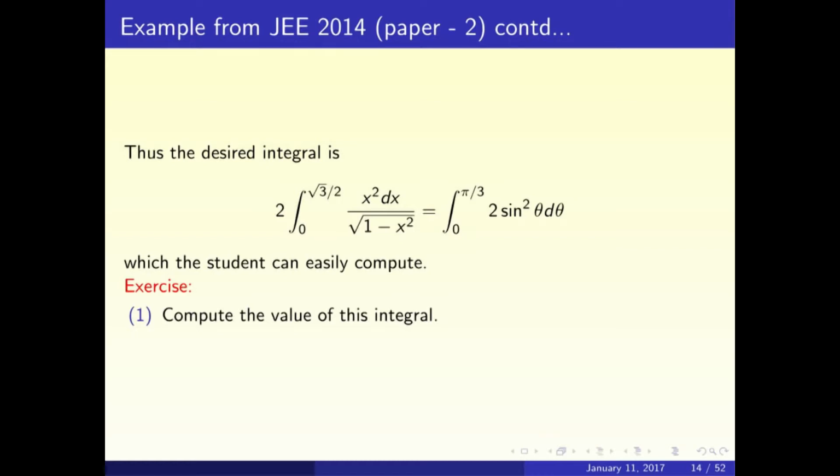The easiest way to deal with this integral is to put x equal to sine theta. Then dx is cos theta d theta. The denominator is also cos theta, so the cos theta term cancels out. You simply get 2 sine squared theta d theta. How convenient. 2 sine squared theta is 1 minus cosine 2 theta, and you can easily integrate. That's the first exercise for you: compute the value of this integral. So the JEE problems are pretty simple, it appears to me. Okay, let's move on to the next problem.